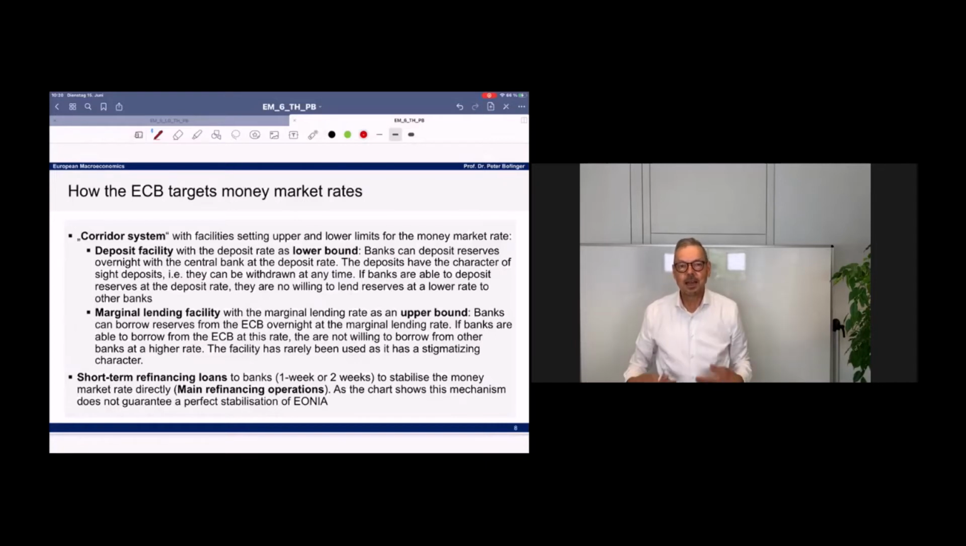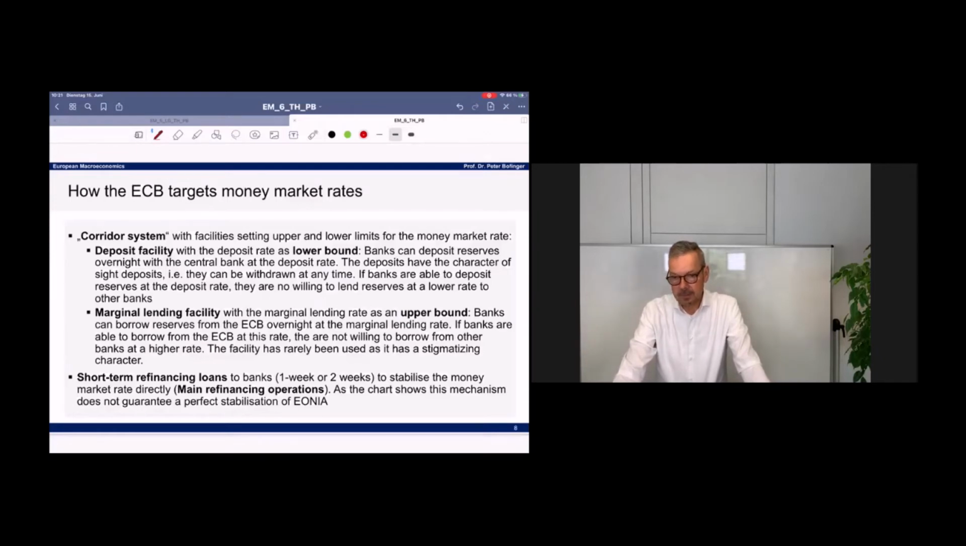As this is the case, there must be other instruments where the banks can get reserves from the central bank, and here we come to the so-called main refinancing operations, and these are de facto short-term loans to banks. For some years it was a 2 weeks maturity, but now most of the time it was 1 week maturity. At these main refinancing operations, banks can borrow reserves from the ECB for 1 week, and the difference to the facilities is that the ECB decides how much money the banks will get from these operations.